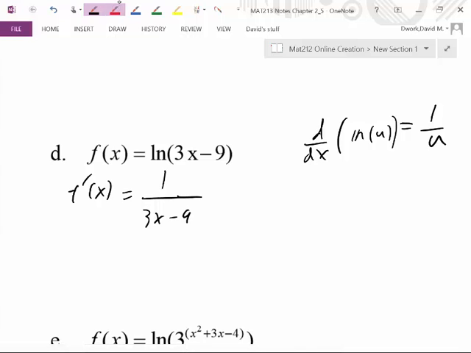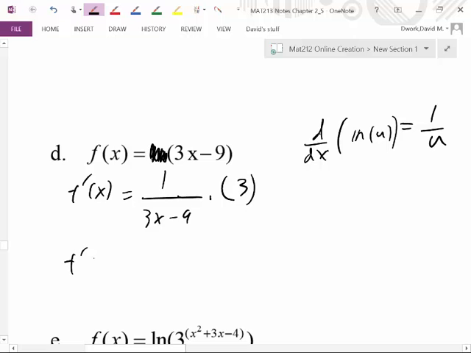Now, for the fun part, let's do a scratch out. What did we do the derivative of? Well, we just did the natural log part, but I haven't done the derivative of the stuff on the inside. I haven't done the derivative of 3x minus 9. So what's the derivative of 3x? 3. What's the derivative of minus 9? Well, that's 0. So therefore, it just ends up being 3.